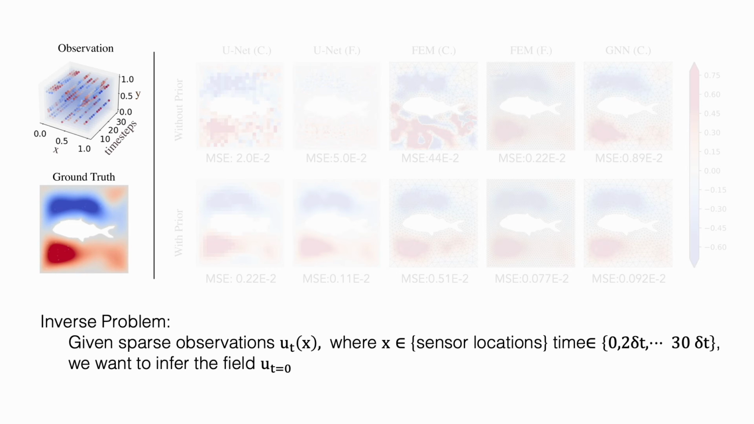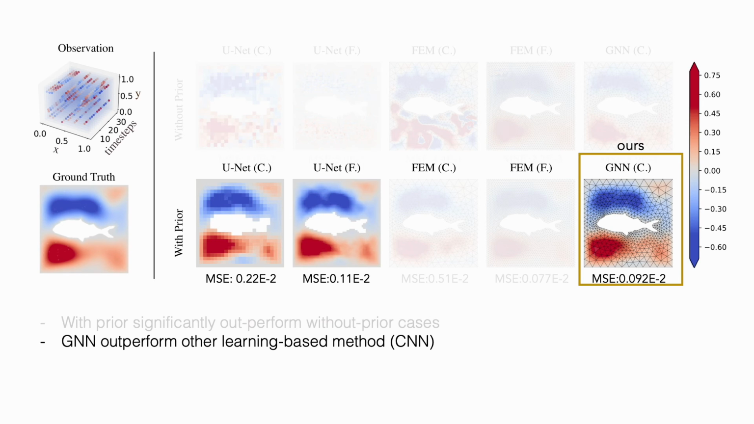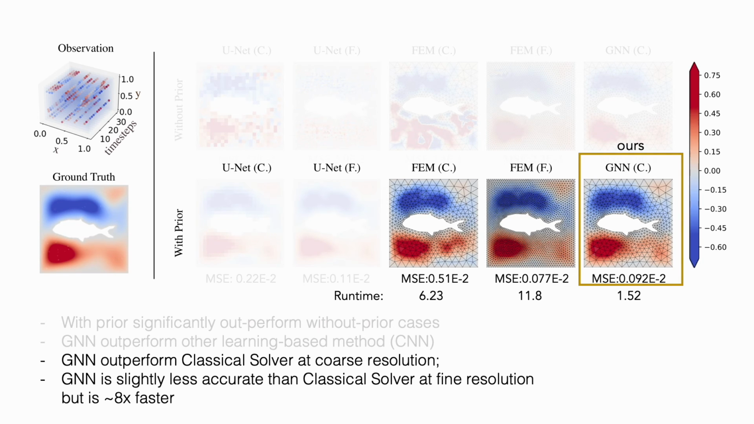Here, we present some of the results. Given sparse observations in space and time, as shown in the top left figure, we want to infer the initial state of the system. First, we observe that with the proposed learned prior, we get significantly better results. We also observe that the GN-based approach outperforms the CN-based method at both coarse and fine resolution. GN yields better results compared to the classical simulator simulated on coarse meshes. While GN is slightly less accurate than the classical solver at fine resolution, it is 8 times faster, yielding a favorable trade-off between speed and accuracy.